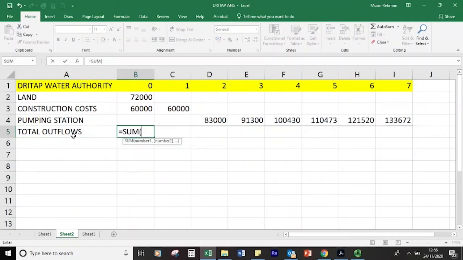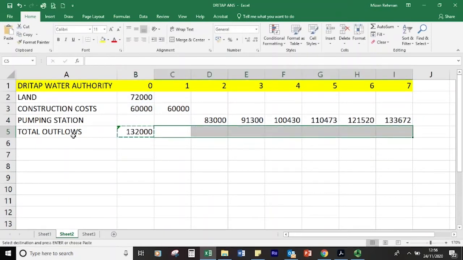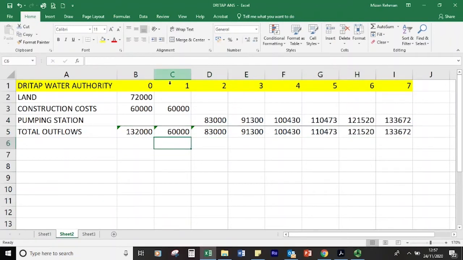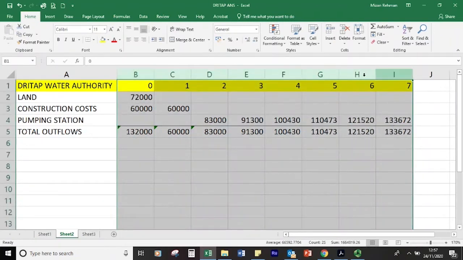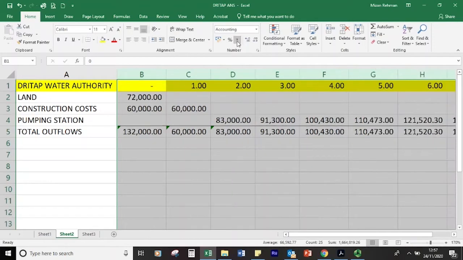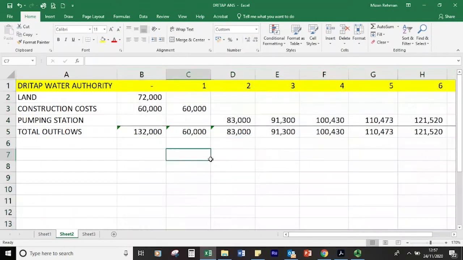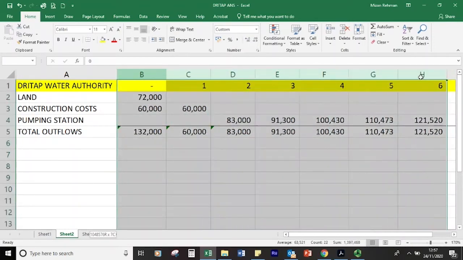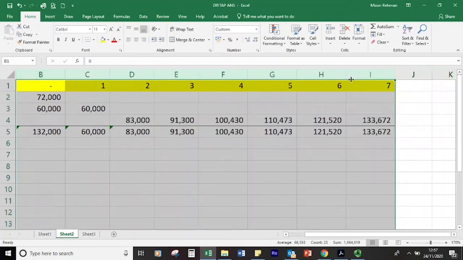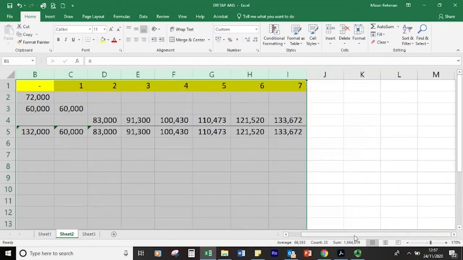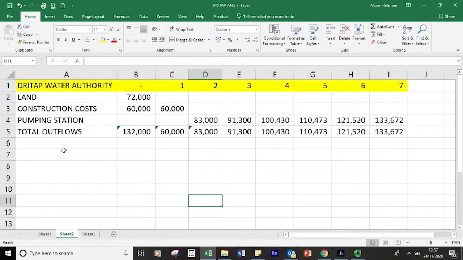So let's put a sum there and autofill or copy and paste the formula, and we have got the totals. Let's put comma separators here, but get rid of the decimal places. Let's adjust the width of the table. There we go. Now comes our inflows.